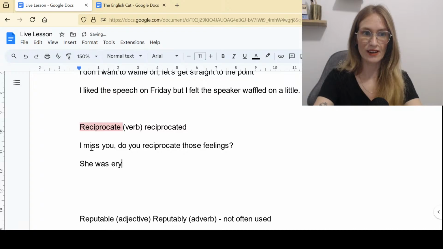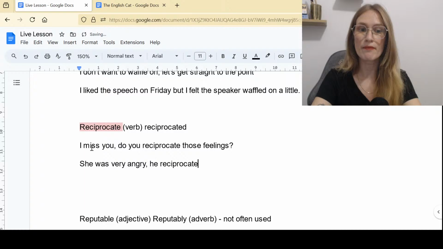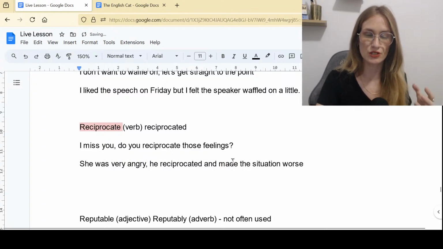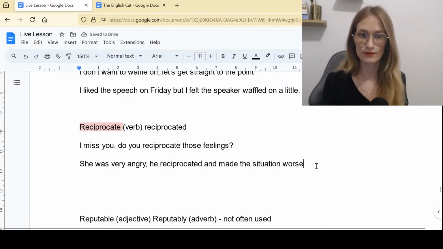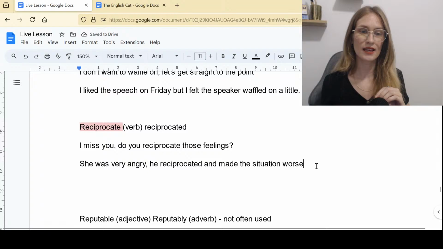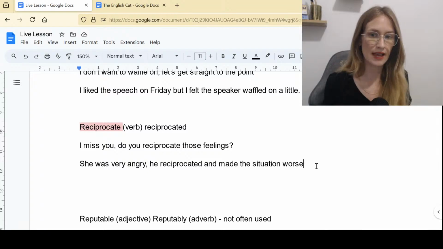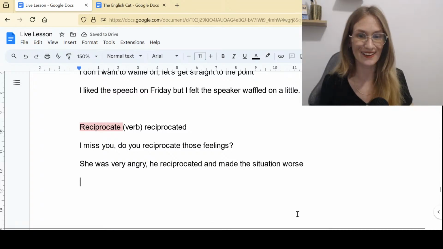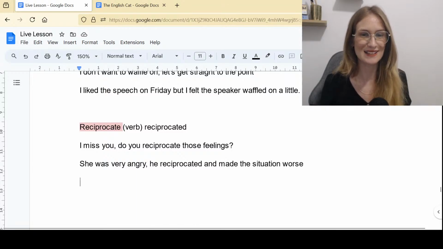She was very angry. He reciprocated and made the situation worse. So in this sentence, she was very angry. She was showing anger. And he reacted in exactly the same way. He returned those feelings, those actions. And as we all know, fighting anger with anger causes more anger. It doesn't cause less anger.